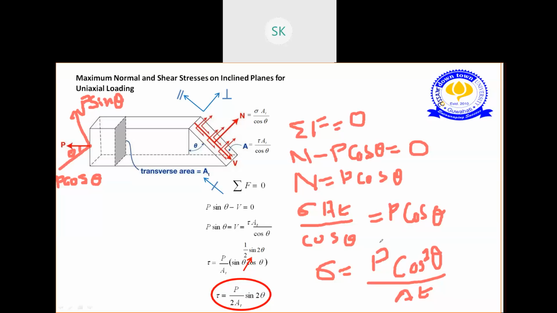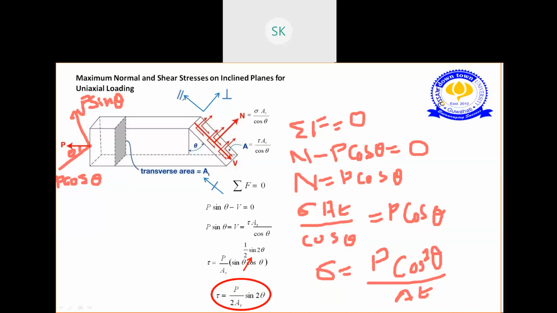Suppose you have been given a force, and sometimes you might be asked to find the normal stress on the inclined plane. So this will be the direct formula. What? Sigma is equal to P cos square theta by A0. This part is clear? Response. This part is clear or not? Yes, ma'am. Okay, if this part is clear.